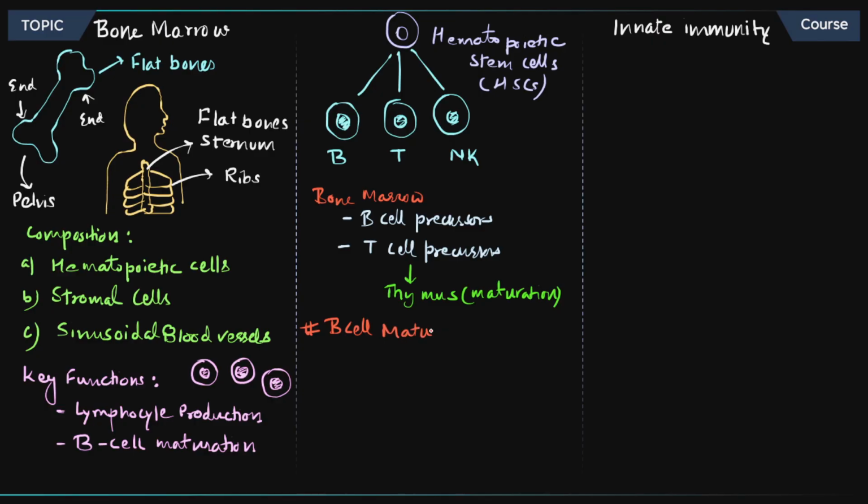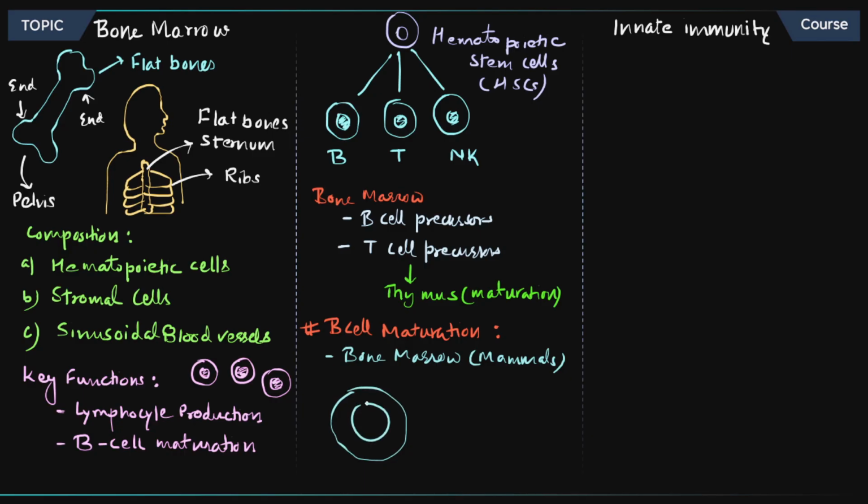Next is B cell maturation. Now let's talk about B cell maturation right over here, but we'll cover that in detail in other videos also. So in the bone marrow, especially in mammals, the maturation of B cells happens inside the bone marrow.